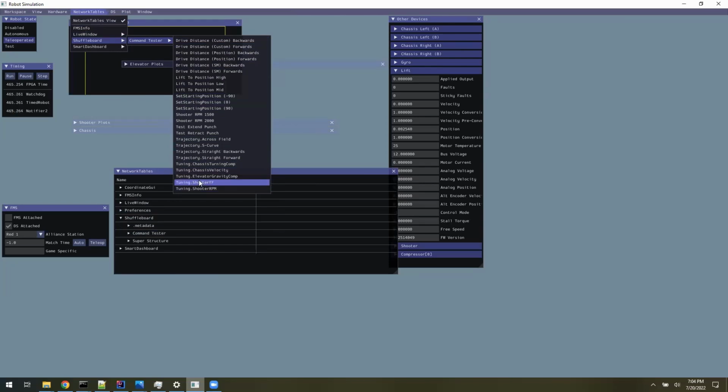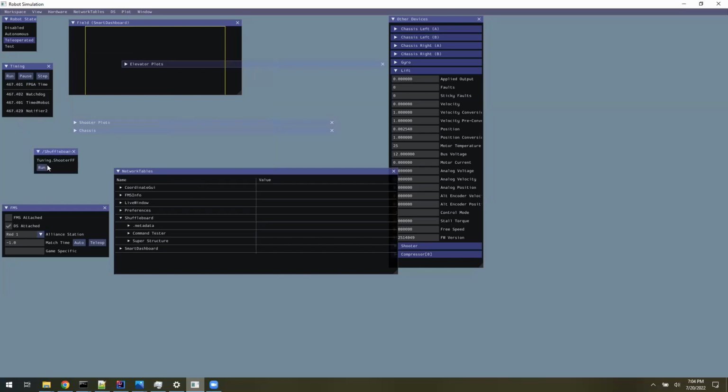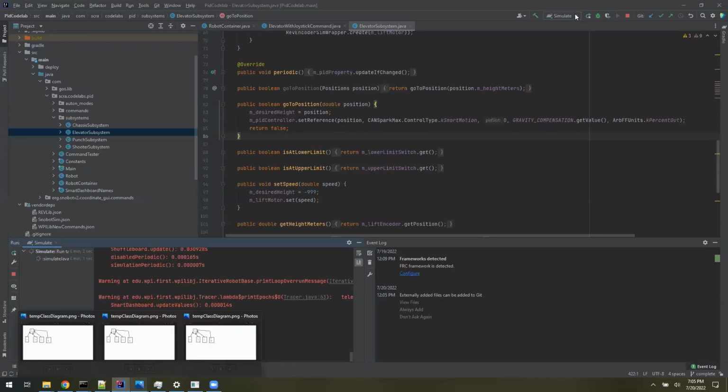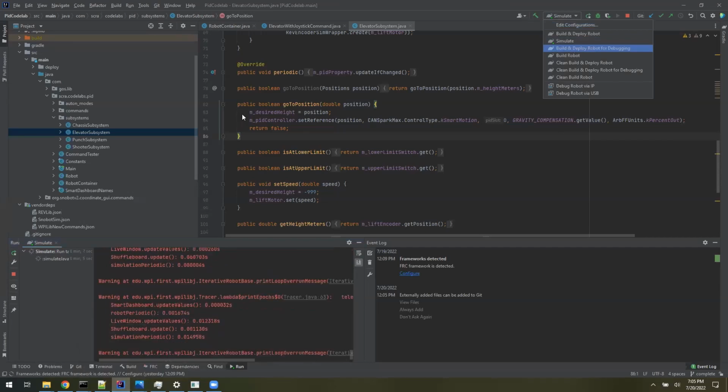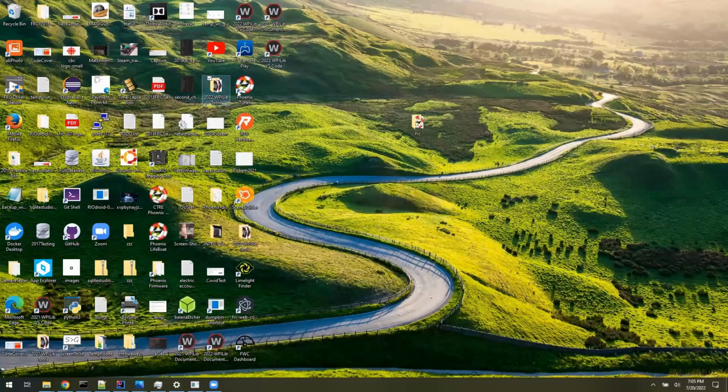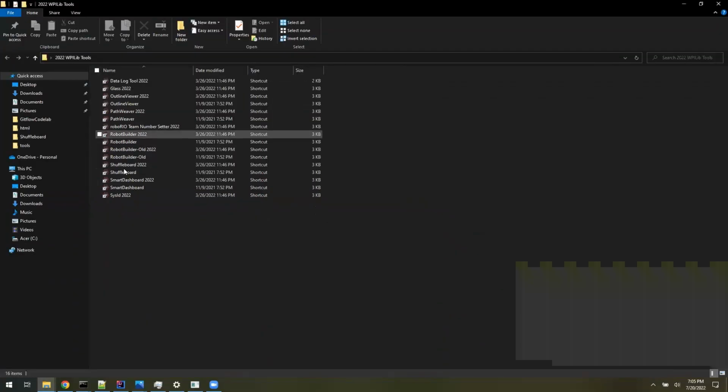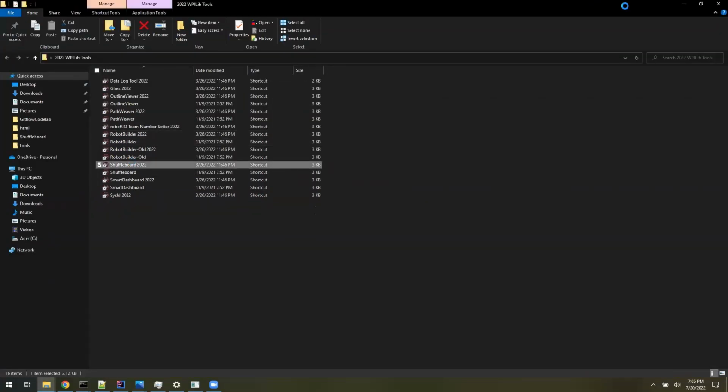So I'm going to add that. And now I got a button here that I can run the command. I can cancel the command. Cool stuff. And like I said, this also works on Shuffleboard. Since I probably haven't shown Shuffleboard before, why don't I launch that? Even though it's going to destroy my computer.